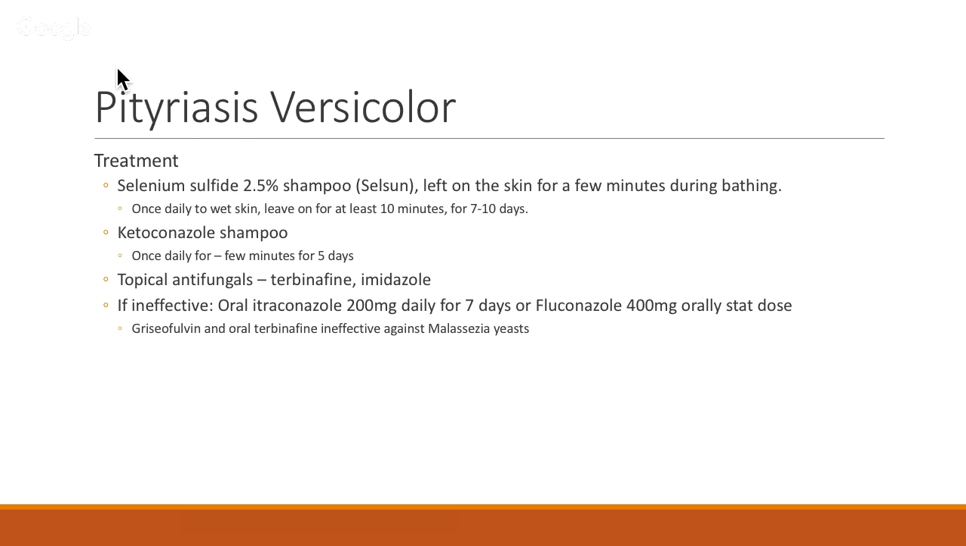Because it's due to Malassezia yeast, you treat it with selenium sulfide shampoo, and you can apply that onto the skin for a few minutes, probably for a week or two, and hopefully by then it will resolve. Other treatments include other antifungals, so ketoconazole shampoo or topical antifungals. And if it's extensive, if it's not responding to topical therapy, then you choose oral antifungals.